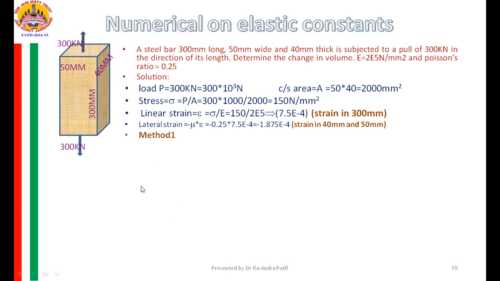Therefore, in the first case what I am doing is calculating the value of epsilon of V. What is epsilon of V? Epsilon of V equal to epsilon of x plus epsilon of y plus epsilon of z. Here in the x direction, linear is there. In y and z direction, lateral is there. Therefore, I can write it as epsilon A plus epsilon A L plus epsilon A L.